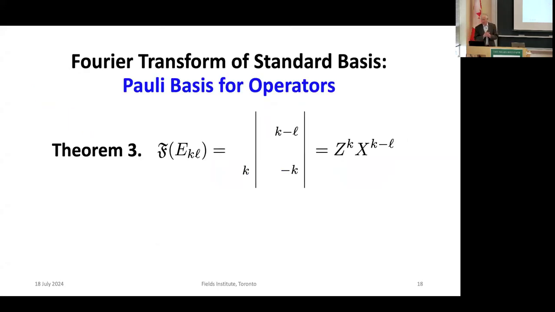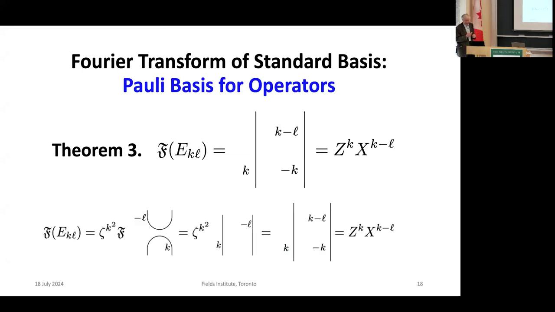So I claim that the Fourier transform of the matrix units are just the generators of the Pauli group. That the Fourier transform of the matrix unit EKL is just Z to the K times X to the K minus L. And that's another simple computation that I wrote here, but I won't go through.